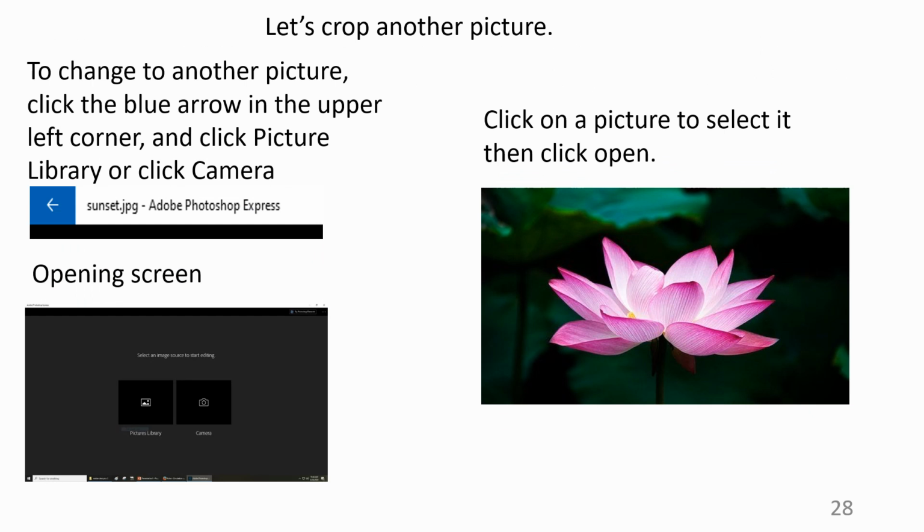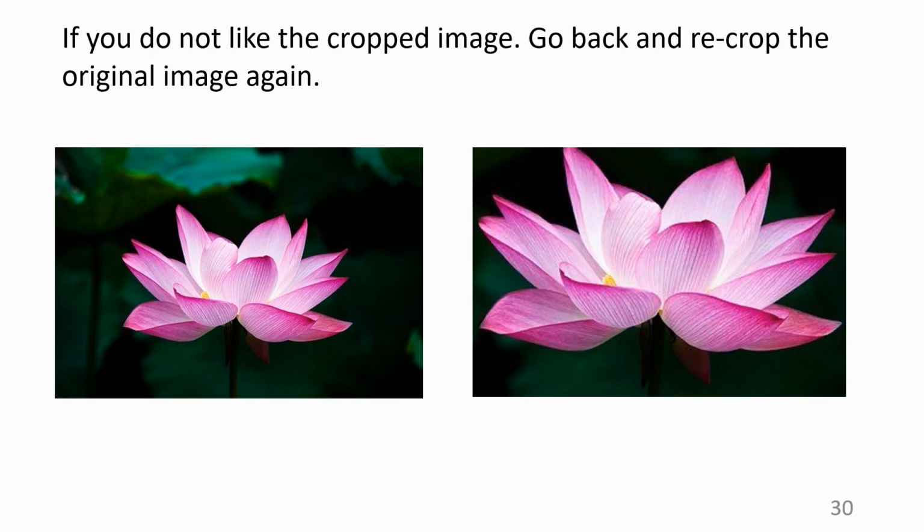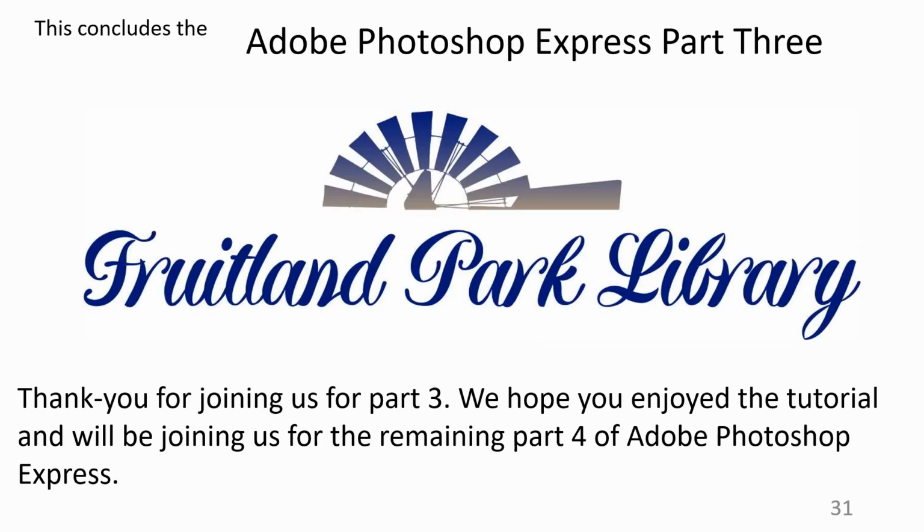Let's crop another picture. To change to another picture, click the blue arrow in the upper left corner and click Picture Library or click Camera. Opening screen. Click on a picture to select it, then click Open. Click Crop. Grid lines appear. Use corners to adjust the crop area and click Save Share button. If you do not like the cropped image, go back and recrop the original image again.